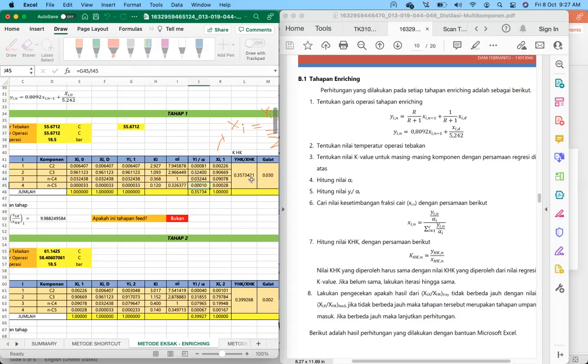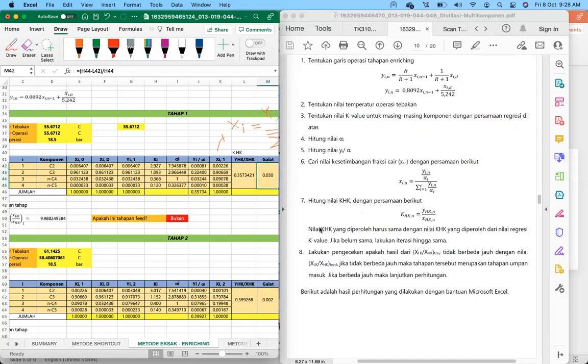Then you check the delta, the galat, this one with this one, and you will find there are some differences, so it may not be the good temperature. So the KHK value obtained must be equal to the KHK value obtained from the K value regression. Jika belum sama, lakukan iterasi.